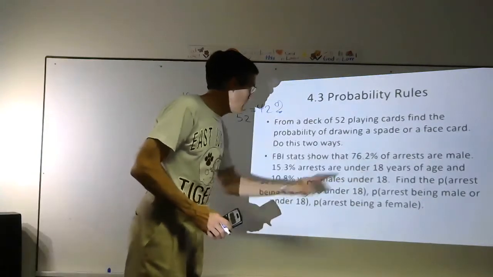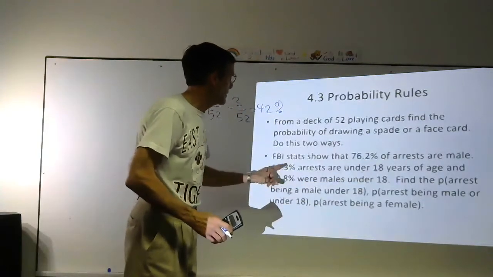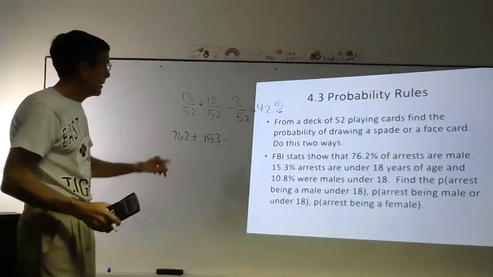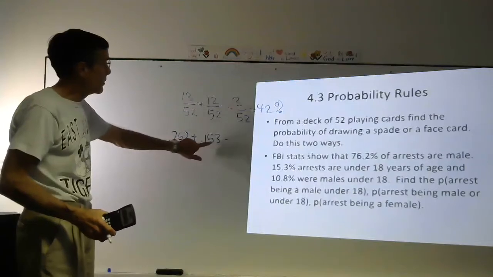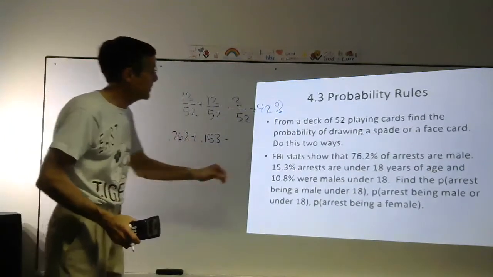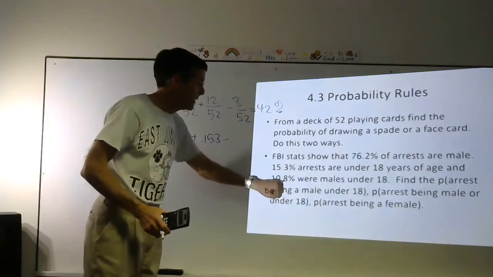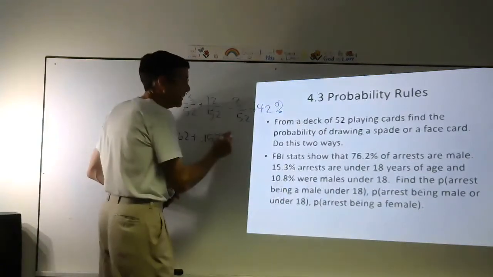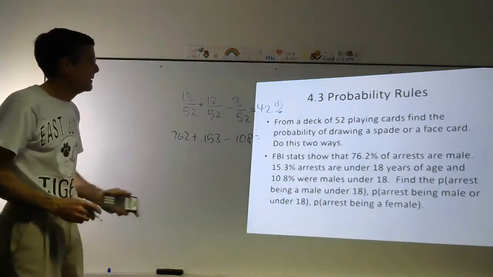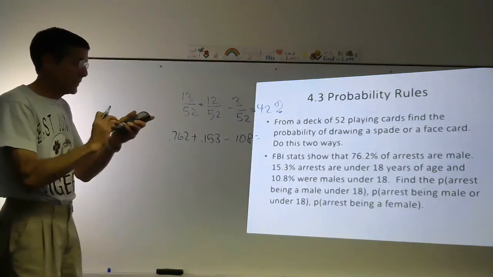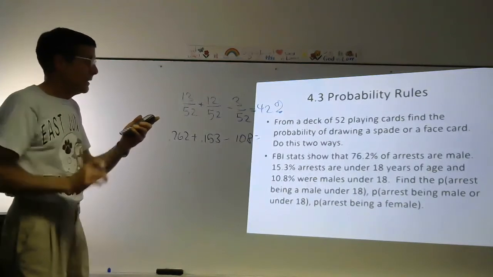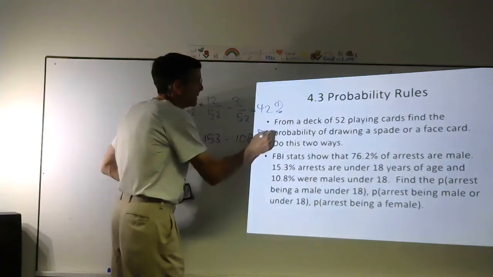Male or under 18. Getting a male is 0.762. We want the probability of being a male or under 18. Getting under 18 is 0.153. But hold everything. When you did the males, it also counted the males that were under 18. So we counted them twice. We've got to subtract off the males under 18 that we counted twice. So minus 0.108. Okay? 0.762 plus 0.153 minus 0.108 is about 81%.